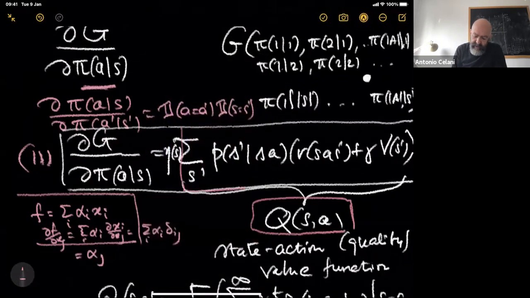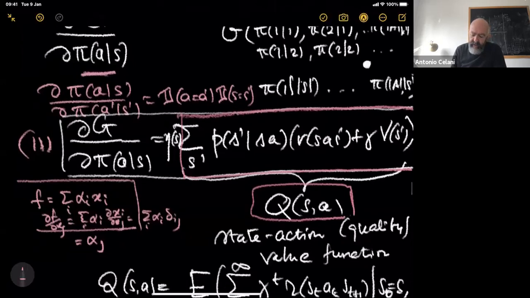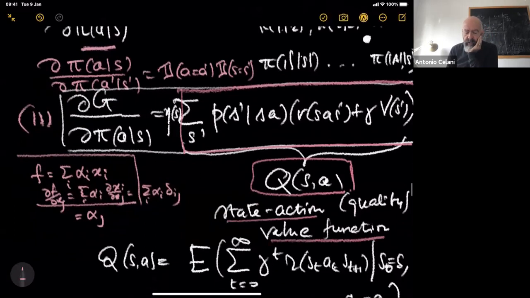Which is nothing but the sum over S prime that appears here. So I'm leaving eta S outside, and I'm considering this object here. This object has a very simple interpretation. It's called the state action value function, or the quality of the state action pair. In case you've heard about it, this is the same object that appears in Q-learning, which is a famous algorithm in reinforcement learning. That's the Q we're talking about.